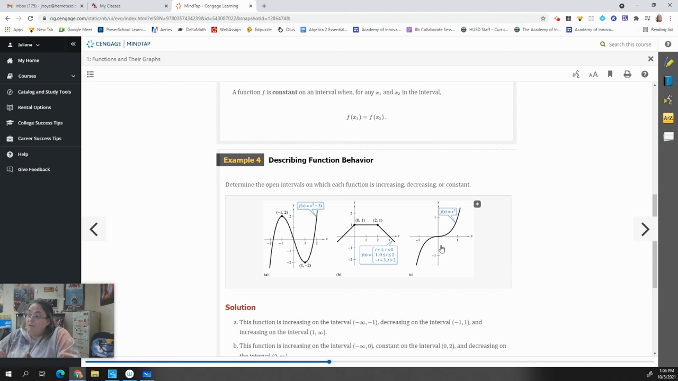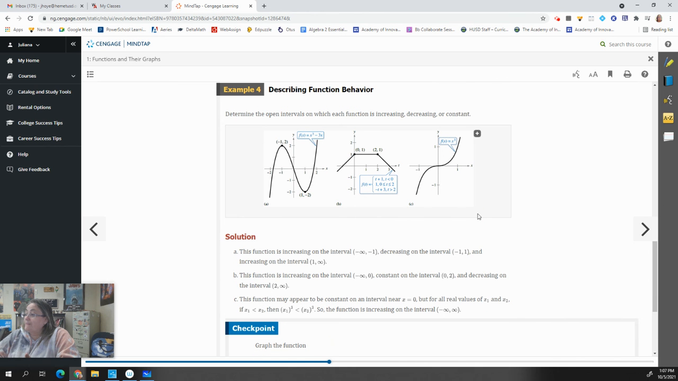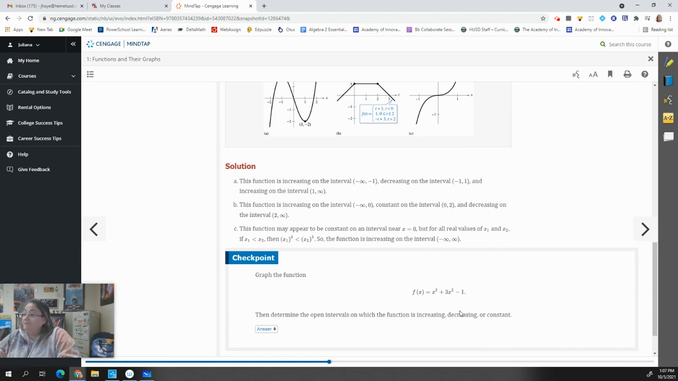Does that make sense? What's happening here? -infinity to 0, it's increasing. And 0 to infinity, it's increasing. The whole thing is going up, right? So you could write it's increasing on the interval negative infinity to infinity.